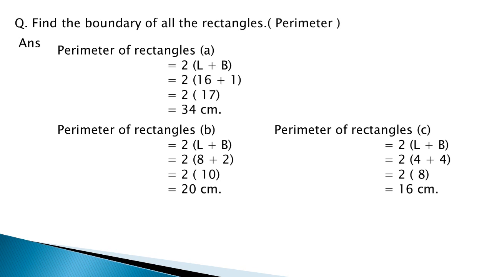Now children, you will notice one thing here. When we found area, the area of all the rectangles was the same, but the perimeter of all the rectangles is not the same, but different. Remember this thing. Okay, let us move to the next slide.